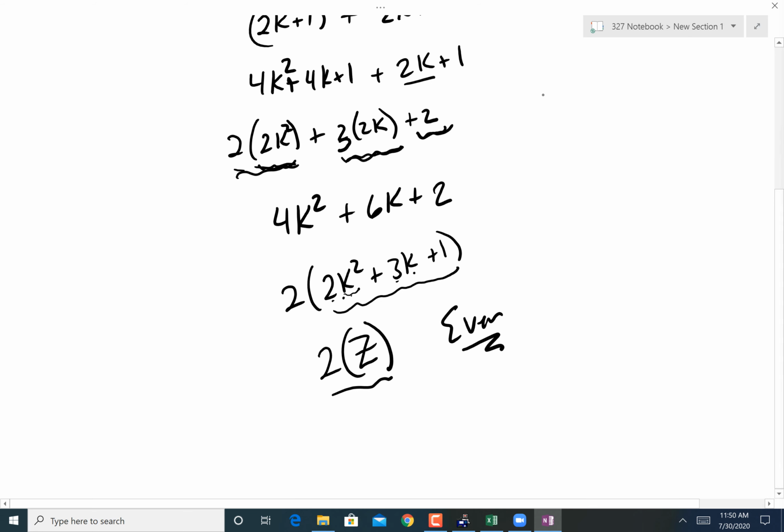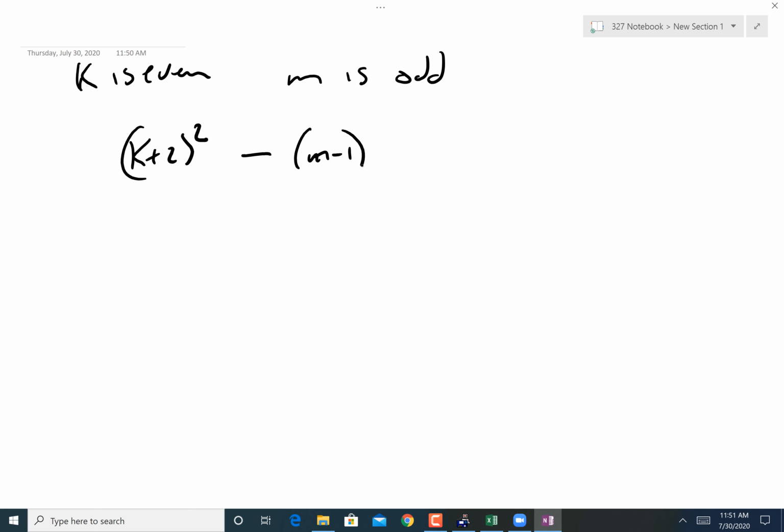We'll try this one here. Never tried this one before, I don't think, anyway. Let's see. True or false? K is even. M is odd. Nice. K plus 2 squared minus M minus 1 squared is even. All right, take your bets, friends. Place your bets. Here we go. I don't know. Let's go have some fun.